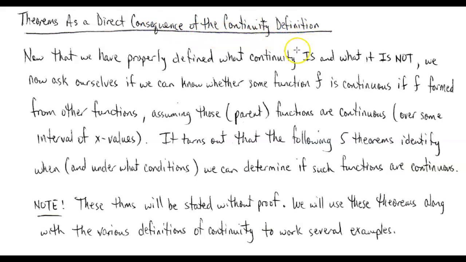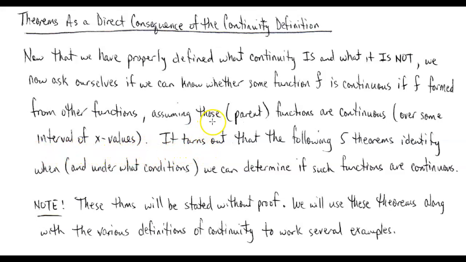So now we're going to look at theorems as a direct consequence of the continuity definition. These are the basic facts that fall out as a result of defining continuity in terms of limits. And so here, now that we have properly defined what continuity is and what it is not, we ask ourselves if we can know whether some function f is going to be continuous if f is formed from other functions, assuming those parent functions are continuous over some interval of x values as well.